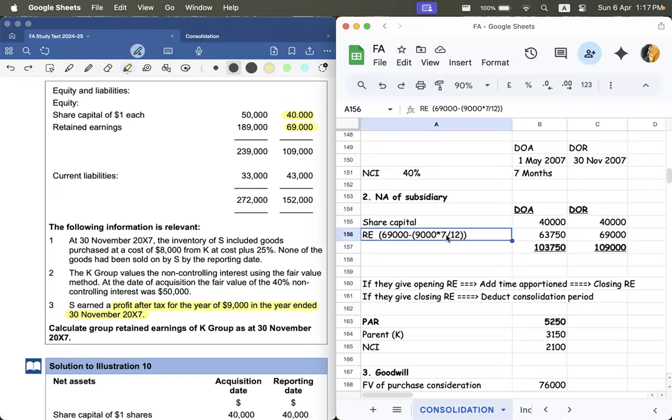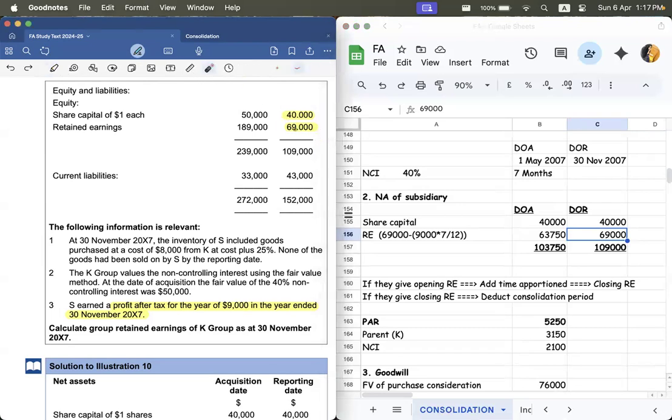You're just going to deduct the 7 months' profit from the DOR retained earnings. Understood? I'm repeating it again. You have been given the retained earnings at DOR, which at the end of the year is 69,000. Every year we add the profit after tax for the current year to the retained earnings. So this particular 69,000 actually includes the 9,000.